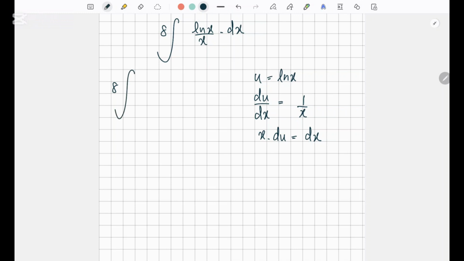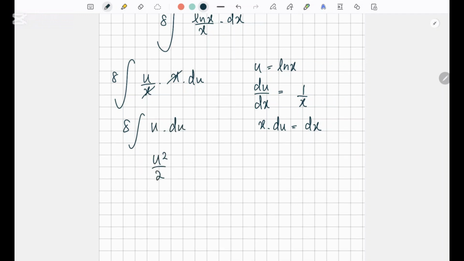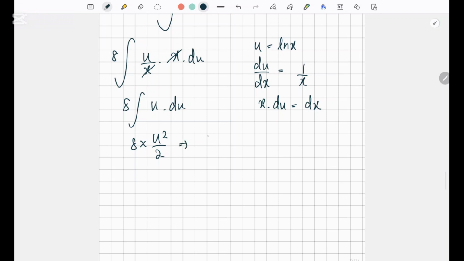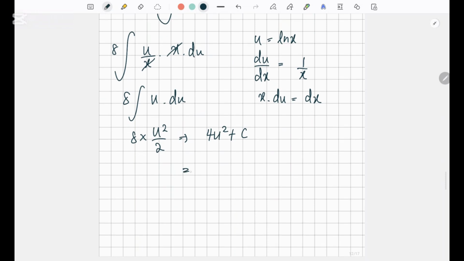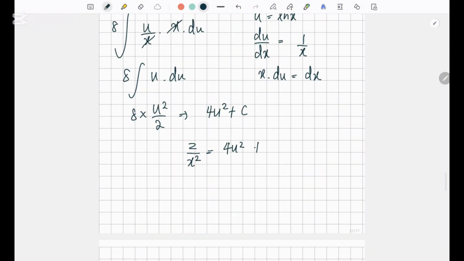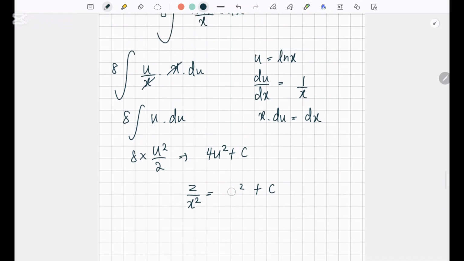Let's go back into our question. So instead of writing ln x, we could write u over x, instead of dx, you can write x du, x cancels off. All you have to integrate is u. So the integration of u is u squared over 2. You multiply that by 8. Now it's 4u squared plus c, right? So it's z over x squared equals to 4u squared plus c. Now instead of writing u, you could write 4 into ln x squared.